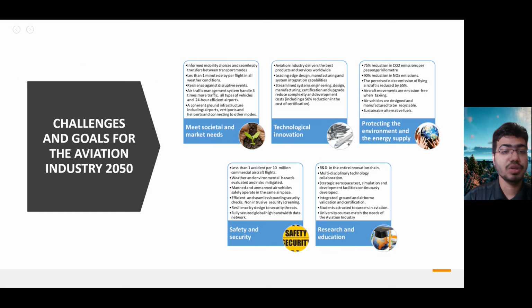This is a challenge and a goal for the aviation industry. If they plan to make it carbon free, they need to plan something suitable and more effective for our environment, even in aviation. So first they can meet social and market needs, focus on technology innovation, and protect the environment and the energy supply, with safety and security, research and education.